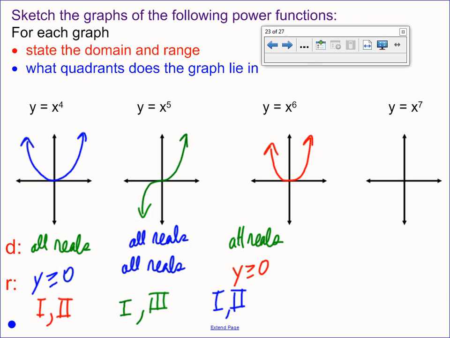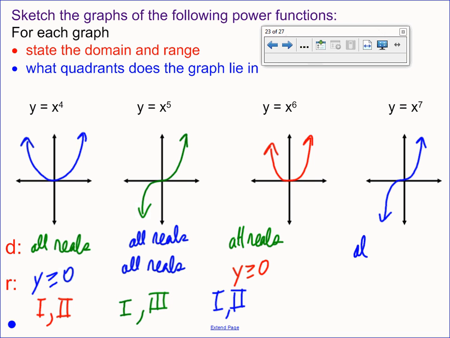Last one is y equals x to the 7th. Is it going to look like my squaring or my cubing? So y equals x to the 7th, will that look like my squaring or my cubing? Olivia B? Cubing. Cubing, good. So this would be a down-up disco.